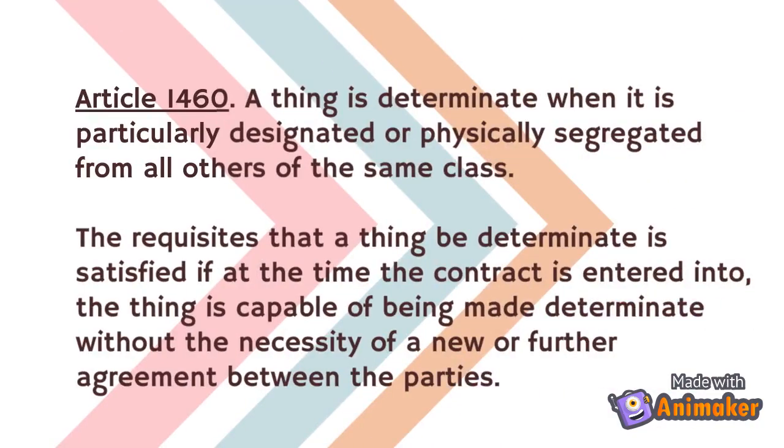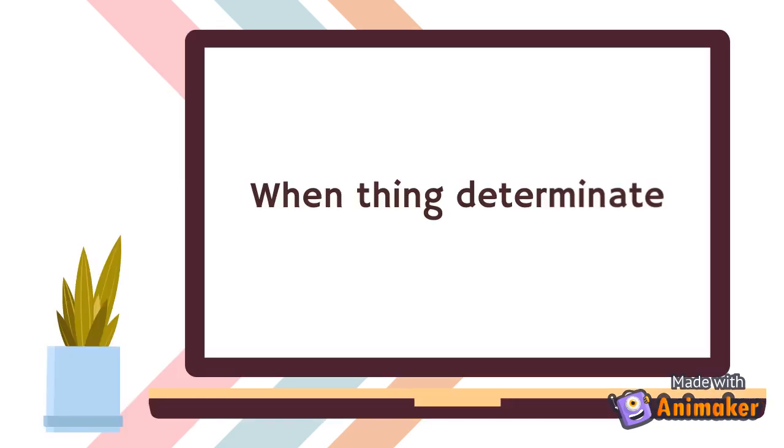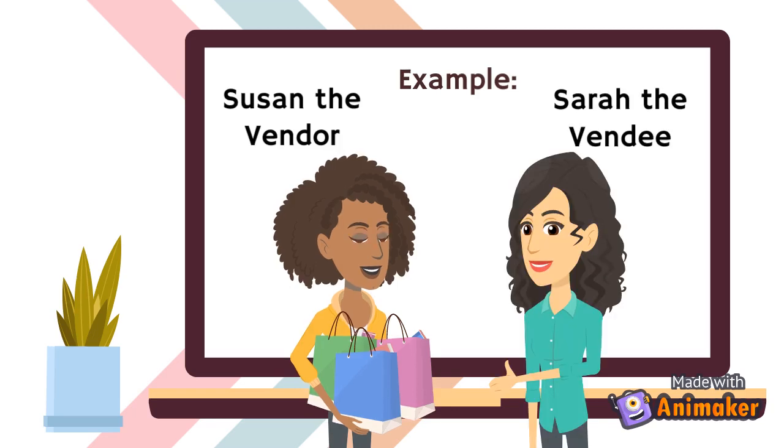The requisite that a thing be determinate is satisfied if at the time the contract is entered into, the thing is capable of being made determinate without the necessity of a new or further agreement between the parties. When a thing is determinate. Example: 3 colored bags delivered by the vendor Susan into the house of the buyer Sarah and were set apart and distinguished from all other bags sold.